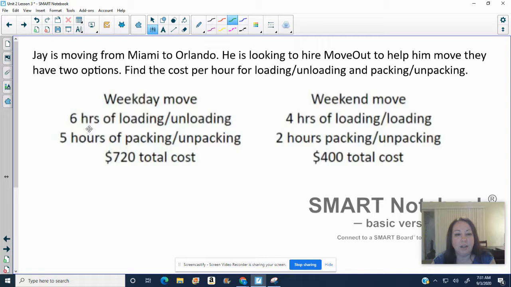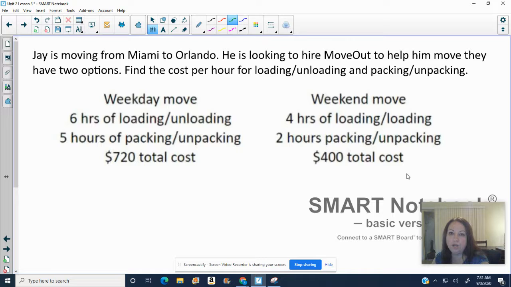You can see here that they will do 6 hours of loading and unloading and 5 hours of packing and unpacking for a total of $720. Weekend move, 4 hours of loading and unloading, 2 hours of packing and unpacking for a $400 total cost.